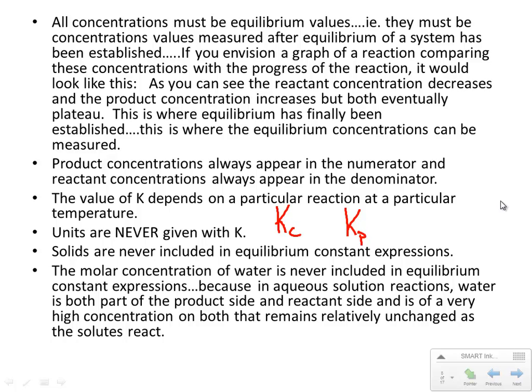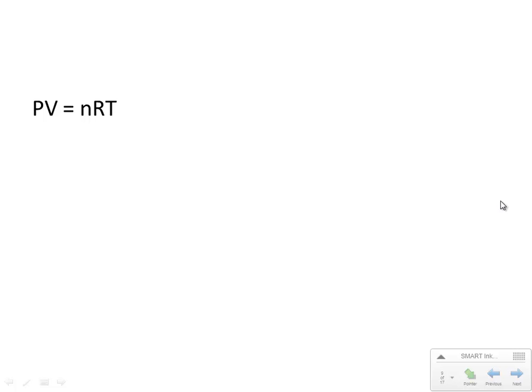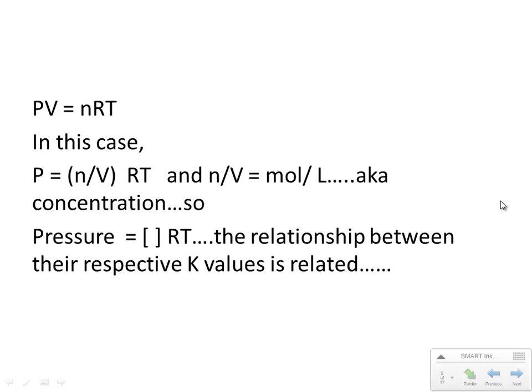In order to convert between a Kc and a Kp, consider the ideal gas law. In this case, pressure equals the moles over the volume. And technically, moles over volume is the very definition of concentration. So you can look at it as the pressure equaling the concentration times R times T. The relationship between the respective K values is related in this exact same way.